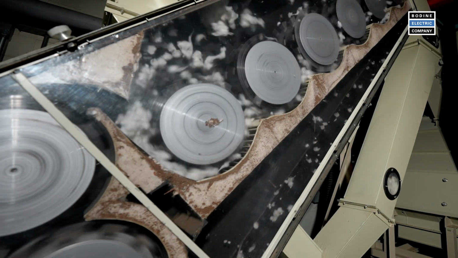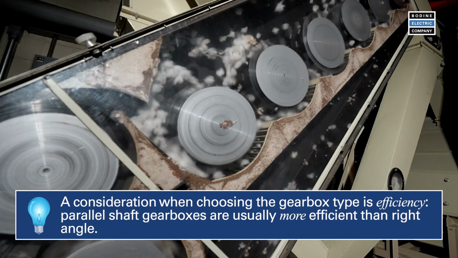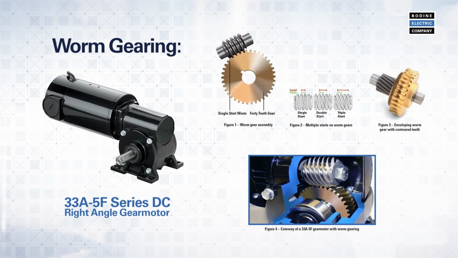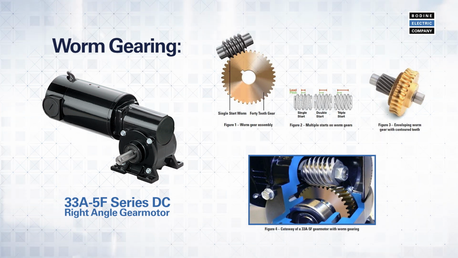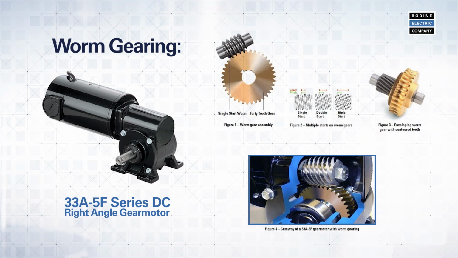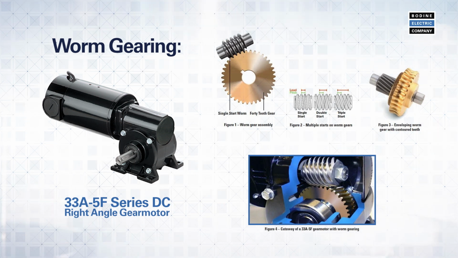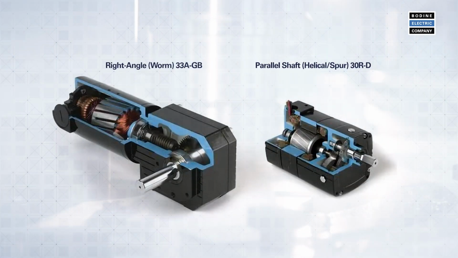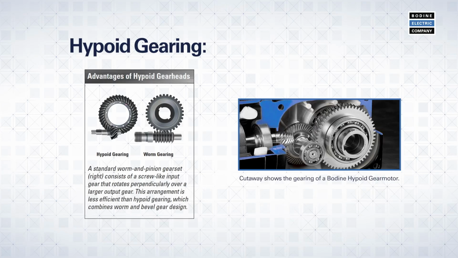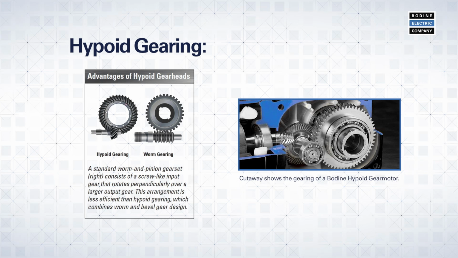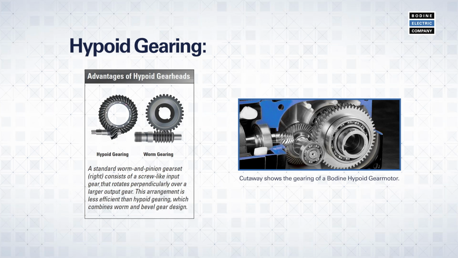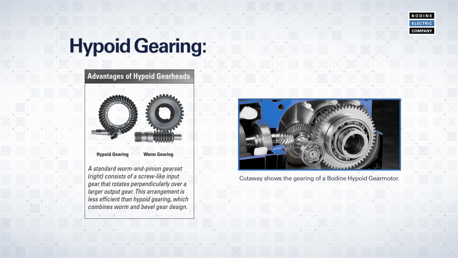Another consideration when choosing the gearbox type is efficiency, with parallel shaft gearboxes usually being more efficient than right angle. That is because the most common gearing type in a right-angle gearbox is worm gearing. Worm gearing involves a sliding action between the worm thread and the teeth of the mating gear. There is more friction and more heat produced, resulting in a lower efficiency than the meshing action of spur and helical gearing. Although worm gearing is the most common type of right-angle gearbox, it should be noted that it's not the only type. Hypoid gearing, for example, is a right-angle gearbox with efficiency that rivals that of a parallel shaft gearbox, but it's generally more expensive than worm gearing.